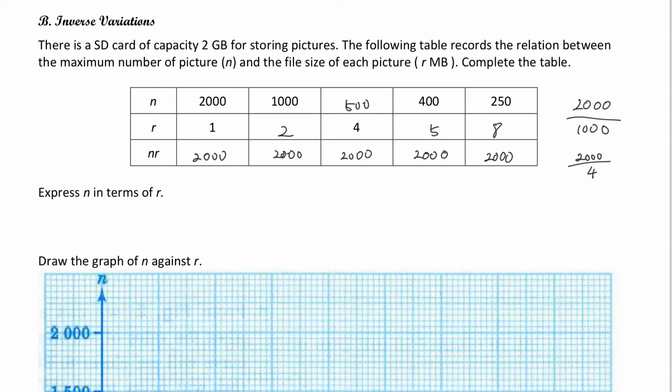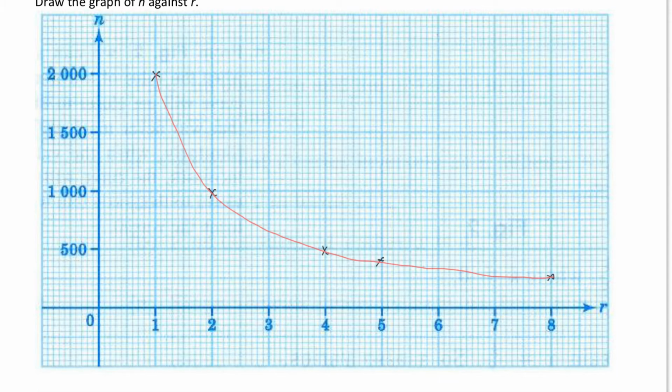And you may plot the graph. The result will look like this. Some of you will say, if N and R are inverse variations, the shape must be a straight line. Sorry, incorrect. The relationship between N and R is a curve, like this. And when R increases, N will decrease.